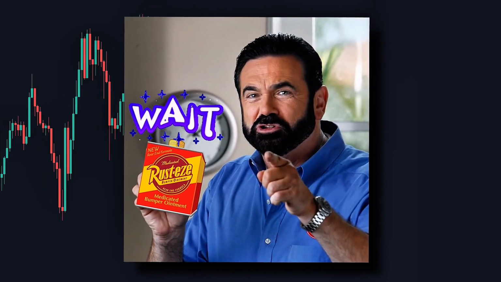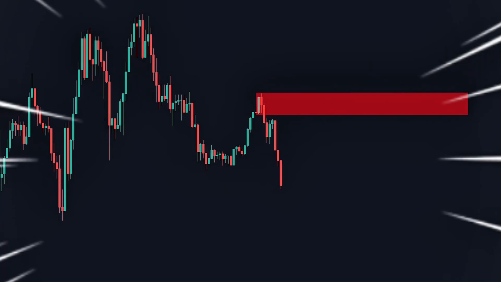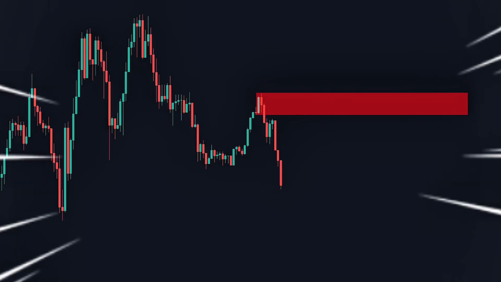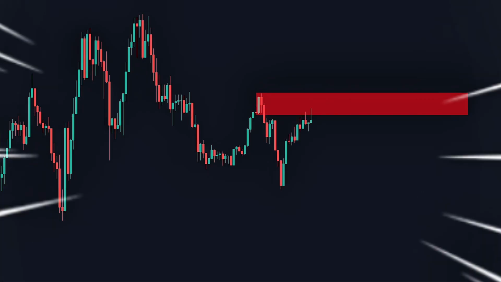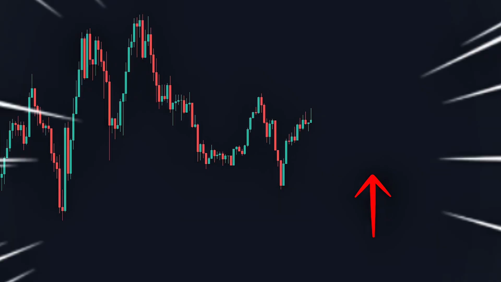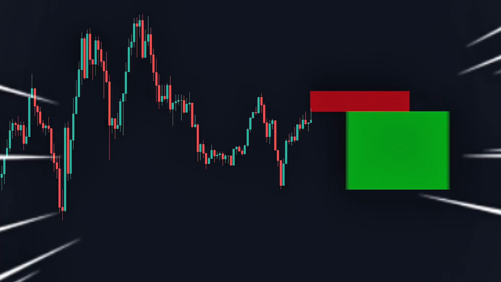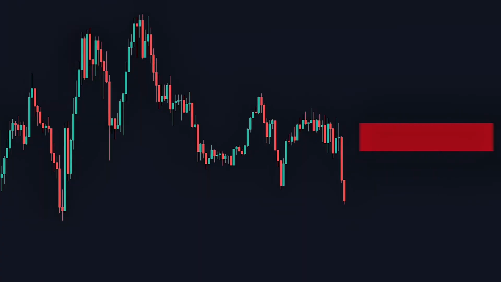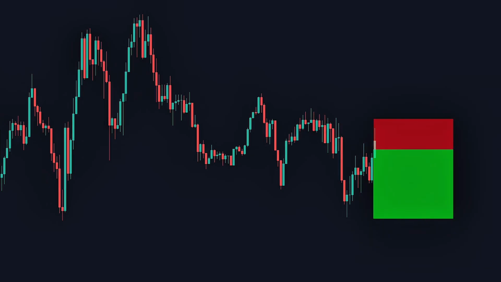But wait, we're not done. Price created another area of supply up here, and we're still in a downtrend. So we wait for price to come up to the supply, enter, set our stop loss above the area of supply, target recent lows, another winning trade. But again, we're still not done. Price created another area of supply, wait for price to come up to it, set stop loss above the area of supply, set take profit at recent lows, and again, we have another winning trade.